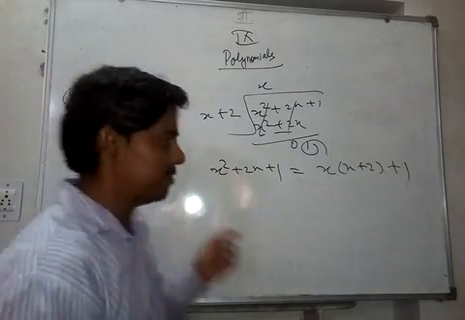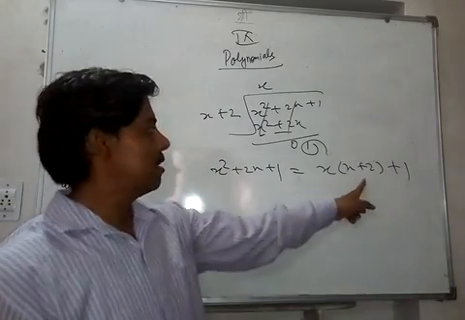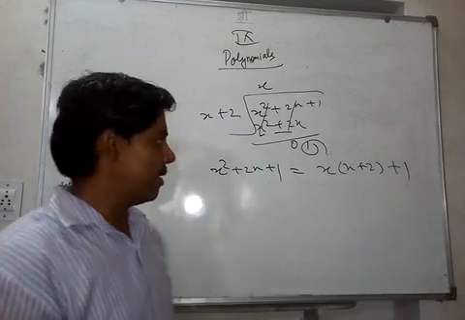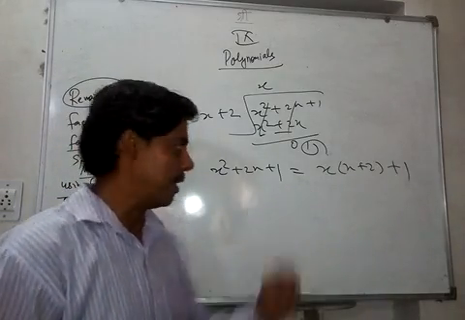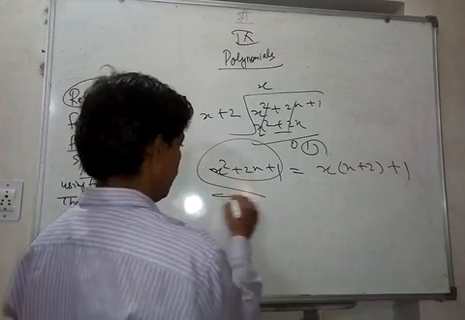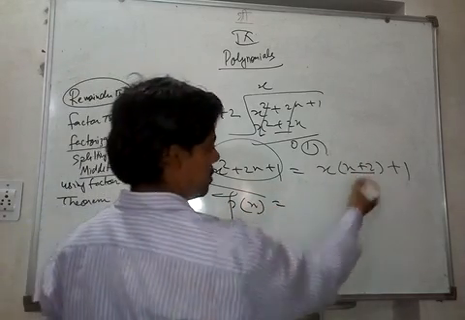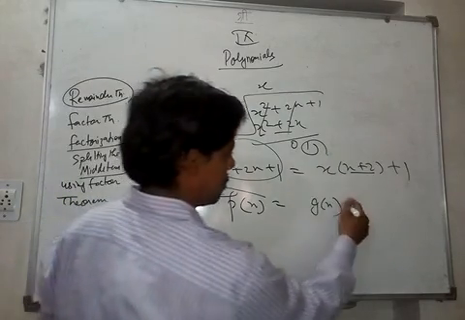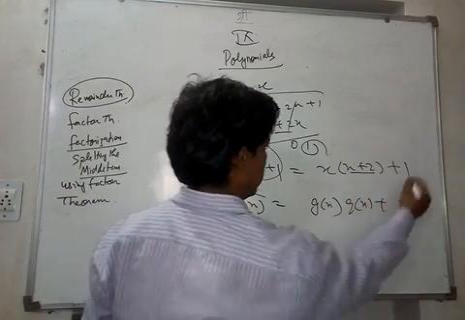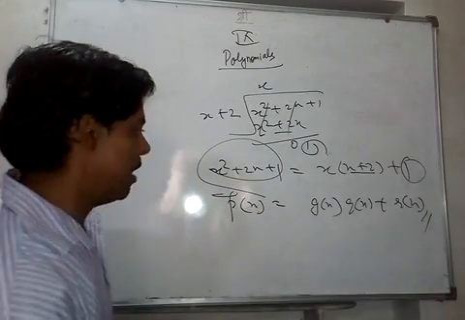So this is called the division algorithm. Dividend is equal to divisor into quotient plus remainder. This is the dividend p of x, right? What is the divisor? This is the divisor g of x, this is the quotient q of x, and this is the remainder r of x.